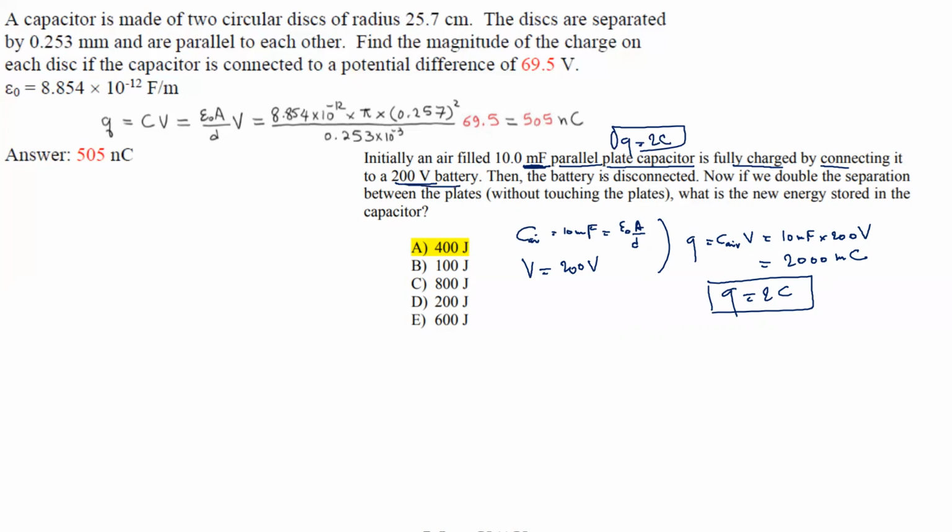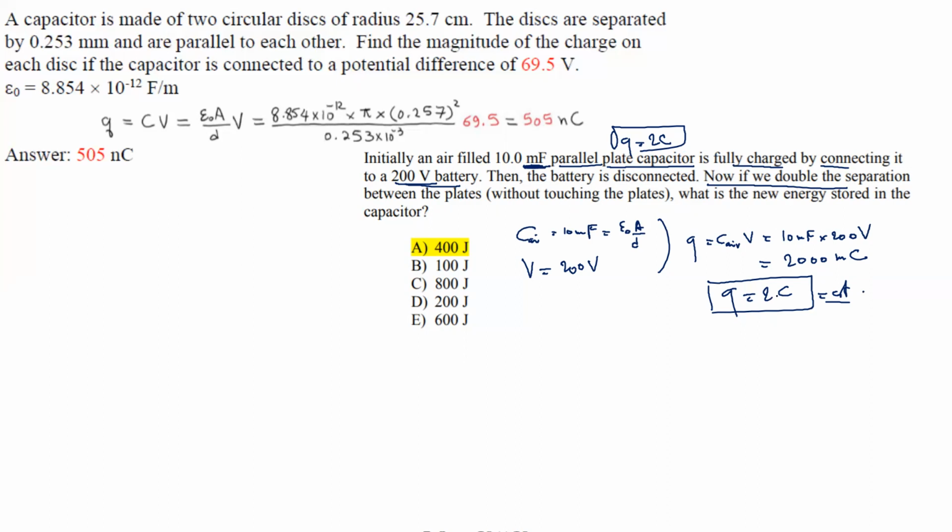Then the battery is disconnected. Now that means that my charge is constant. Okay, I disconnect the battery, so the charge is constant. Now what? Now if we double the separation between the plates, what is the new energy stored in the capacitor?